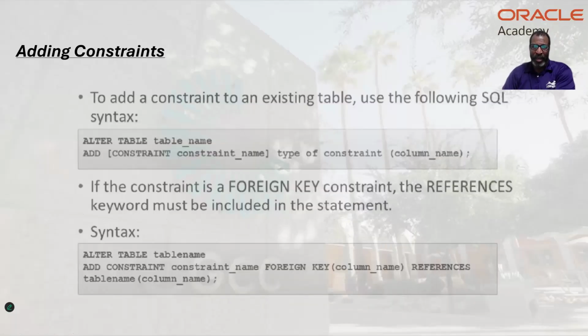All right, so to add a constraint to an existing table, use this syntax. We just saw an example of it. Add constraint, constraint name, type of constraint, column name. So alter table, table name, add constraint, foreign key, references. Foreign key is always a little bit different because it has to reference a primary key.